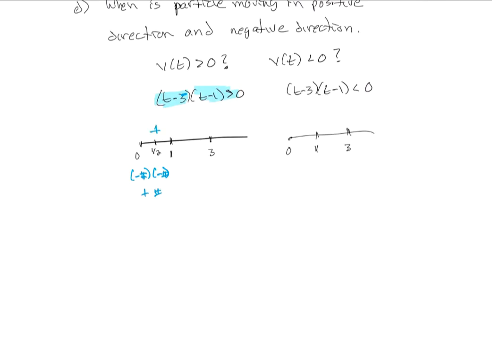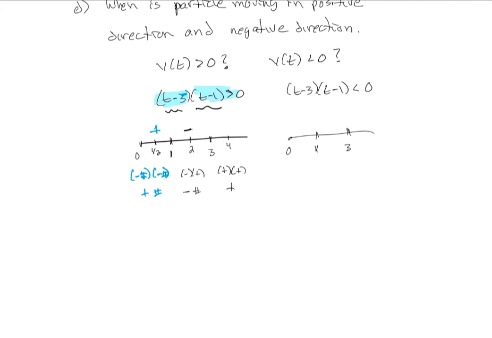Let's suppose I pick t equals 2 and plug it into my derivative. 2 minus 3 is going to be negative 1, so I'm going to have a negative. And then 2 minus 1 is positive. So again, I'm plugging into each of these factors. That's going to give me a negative number, so it's going to be moving in the negative direction there. And then for t greater than 3, let's pick 4. If I plug 4 in, 4 minus 3 is positive 1, and 4 minus 1 is positive. So I'm going to get a positive number there.